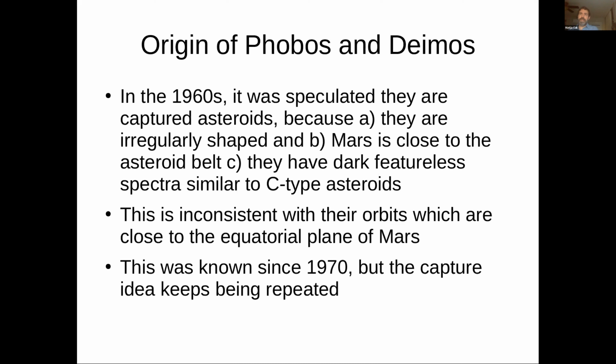But the argument about them being captured asteroids is completely inconsistent with their orbits. Their orbits are in the equatorial plane of Mars, and a captured asteroid would have a random orbit. This has been known for a long time, ever since 1970. It's a bit of a fact that made it into lots of popular literature, that these are captured asteroids, but it has actually gone extinct in the professional literature.